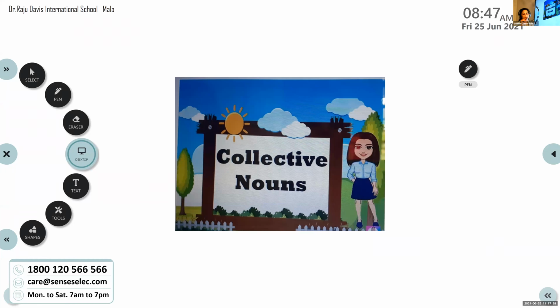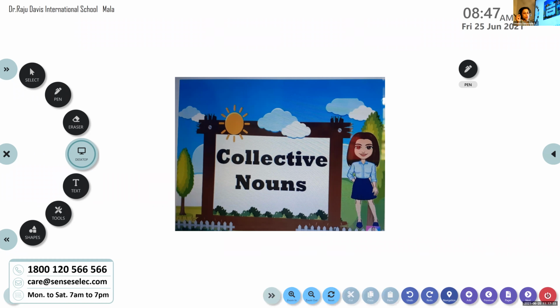Yes. So today, in today's session, we are going to learn about collective noun. Now we are thorough with common noun and proper noun. We are able to identify the common noun in a sentence and also a proper noun in a sentence. We know that common noun is a common name given to a person, place, animal, or a thing of the same kind. Proper noun is a special name given to a person, place, animal, or a thing. So in today's session, we are going to learn about collective noun. Let's move on to it.